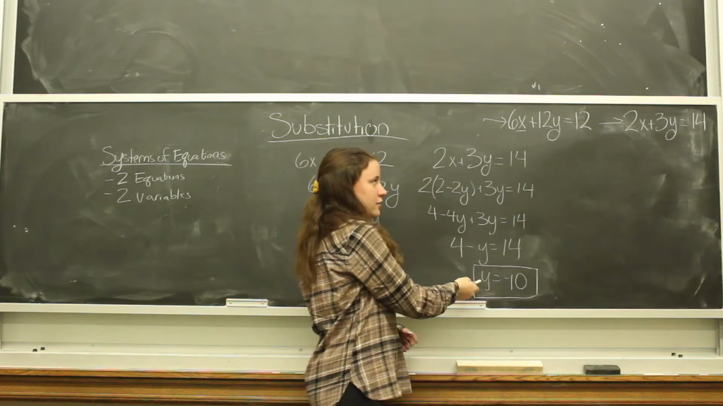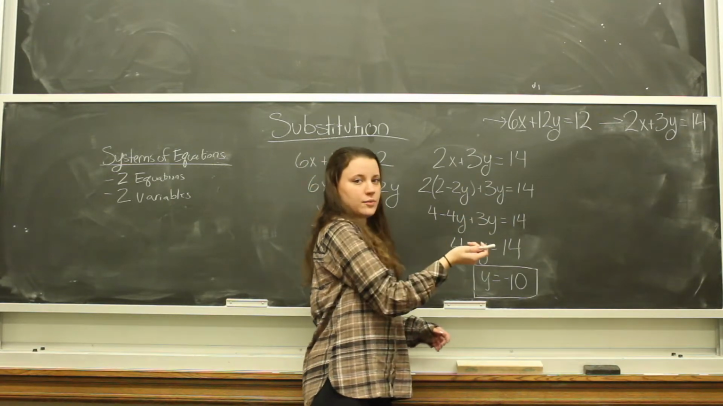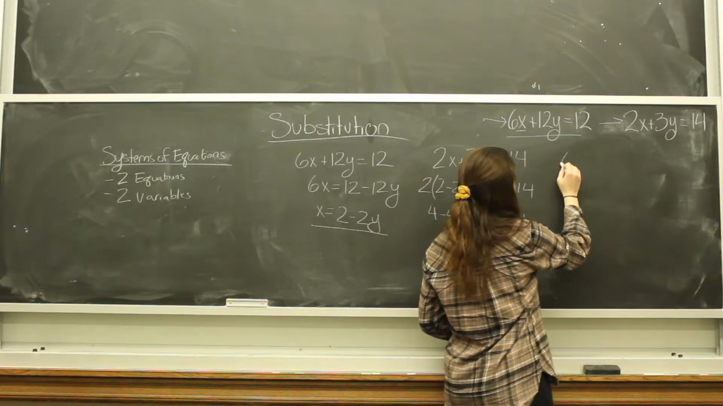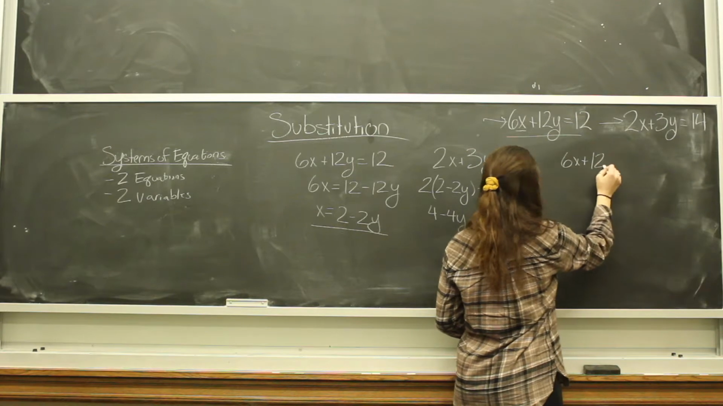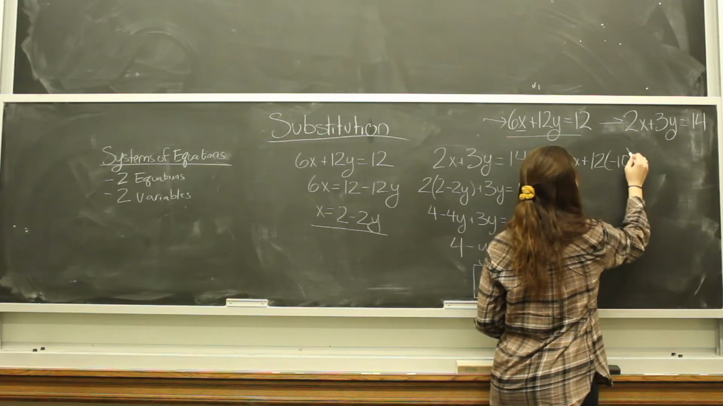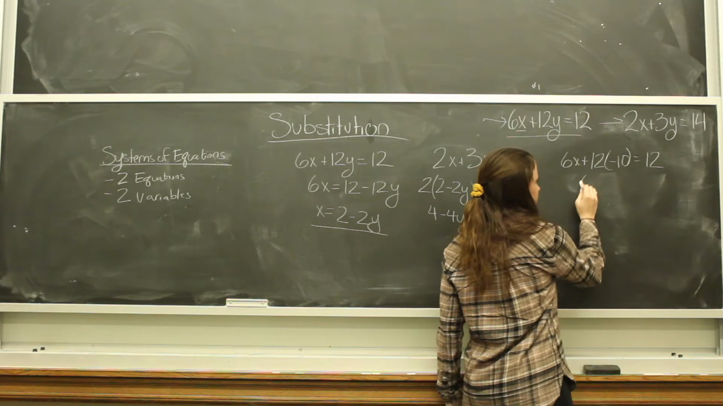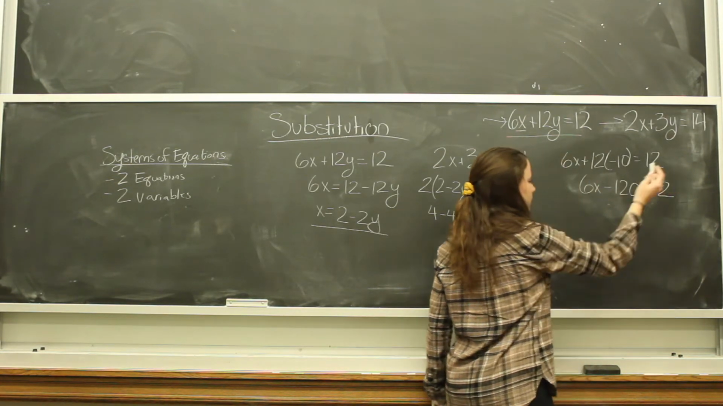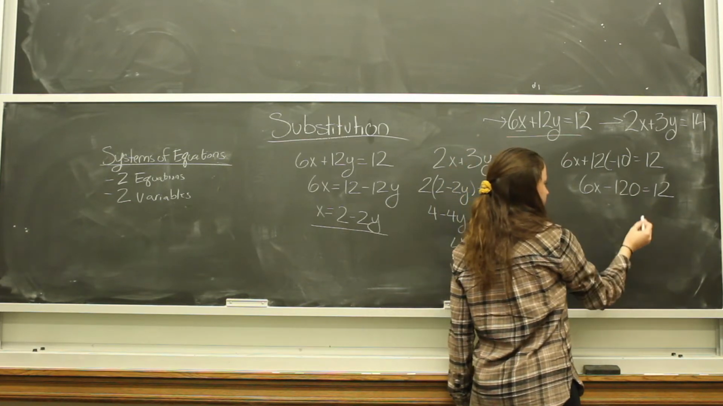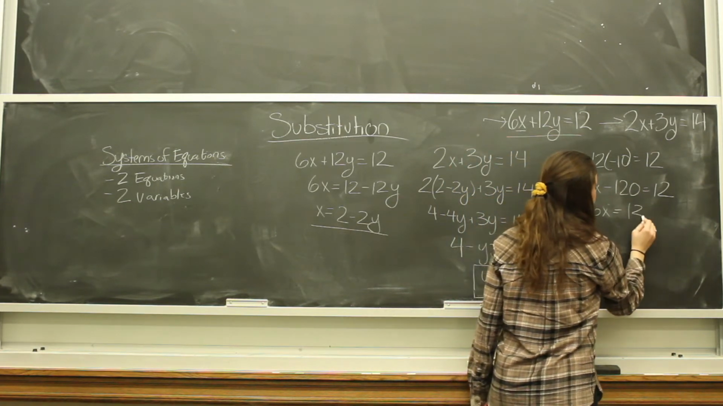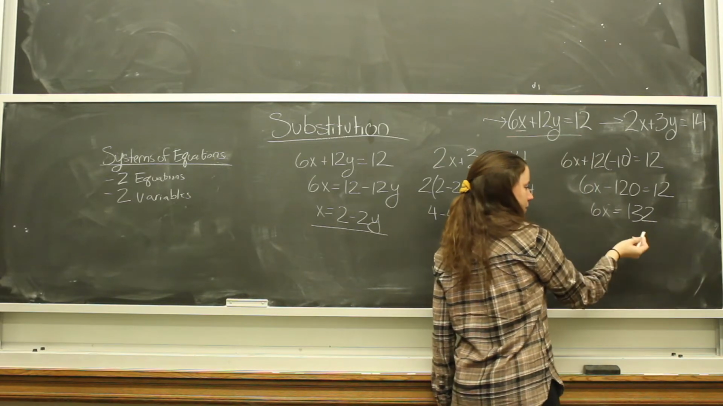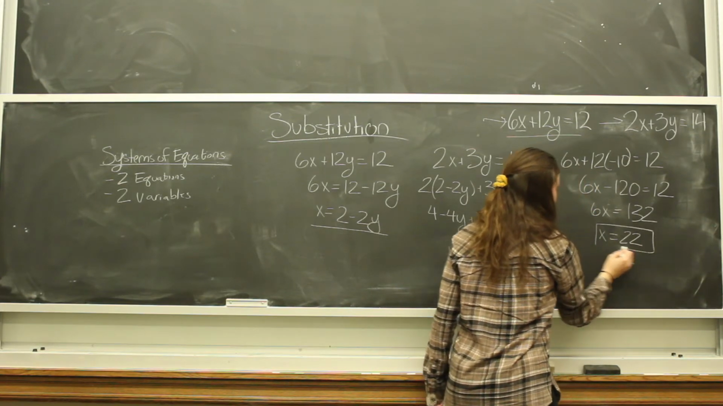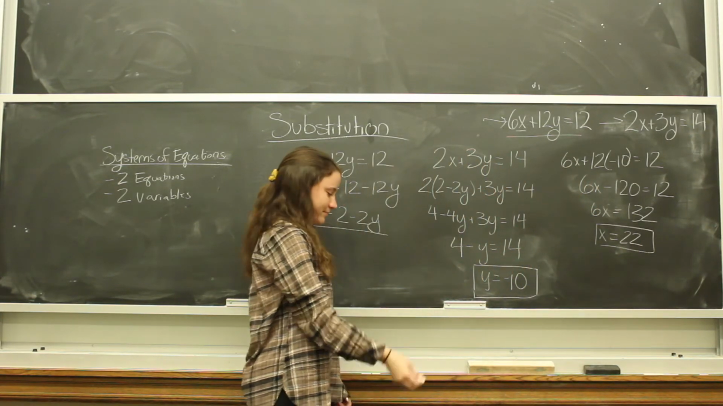Now I'm going to take this y value and plug it into either equation to solve for my x value. So if I use this equation, I would get 6x plus 12 times negative 10 equals 12. 6x minus 120 equals 12. Add 120 to both sides. 6x equals 132. Divide by 6. Get x equals 22. And that's how we solve by substitution.